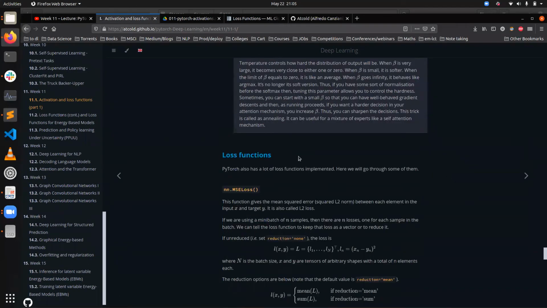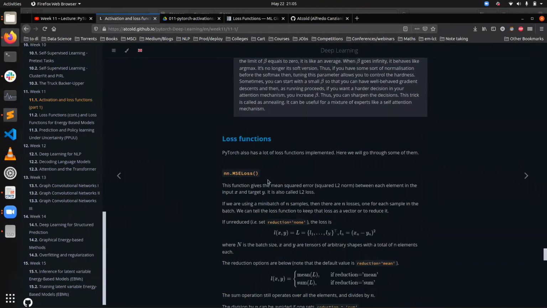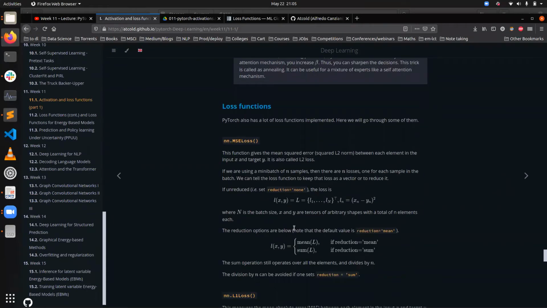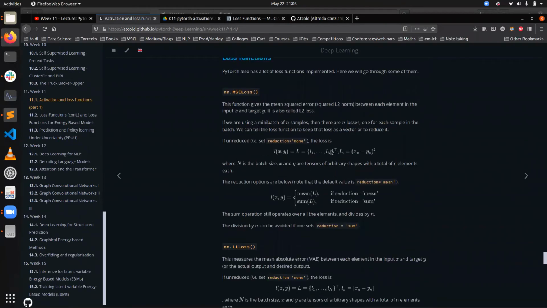Next we come to loss functions. MSE loss is the common one that we use for continuous outputs. It's the squared L2 norm. So X is a vector, target Y is also a vector of numbers. We just take the squared L2 norm between each element in X and the target Y. And then you can reduce it, either by taking a mean or a sum, or you can leave it like that.